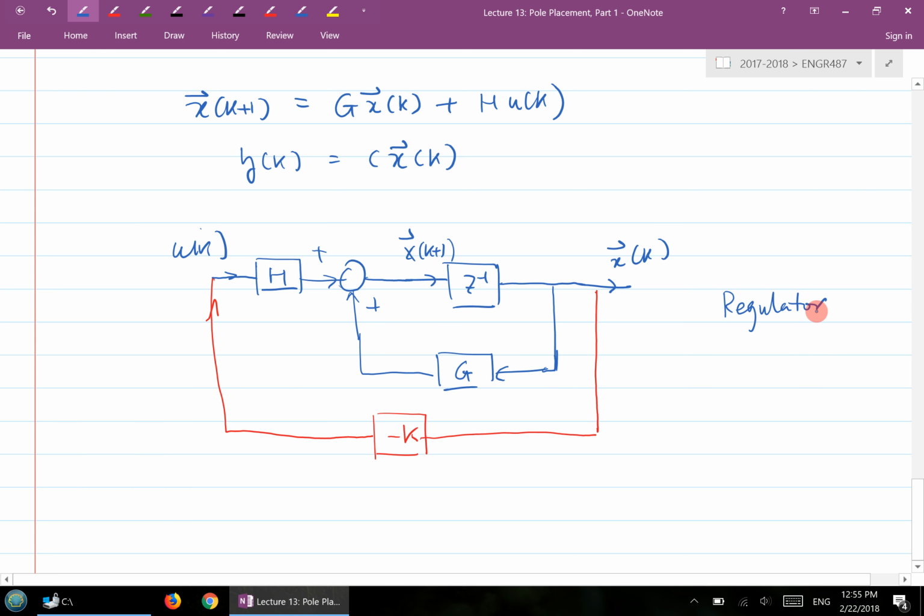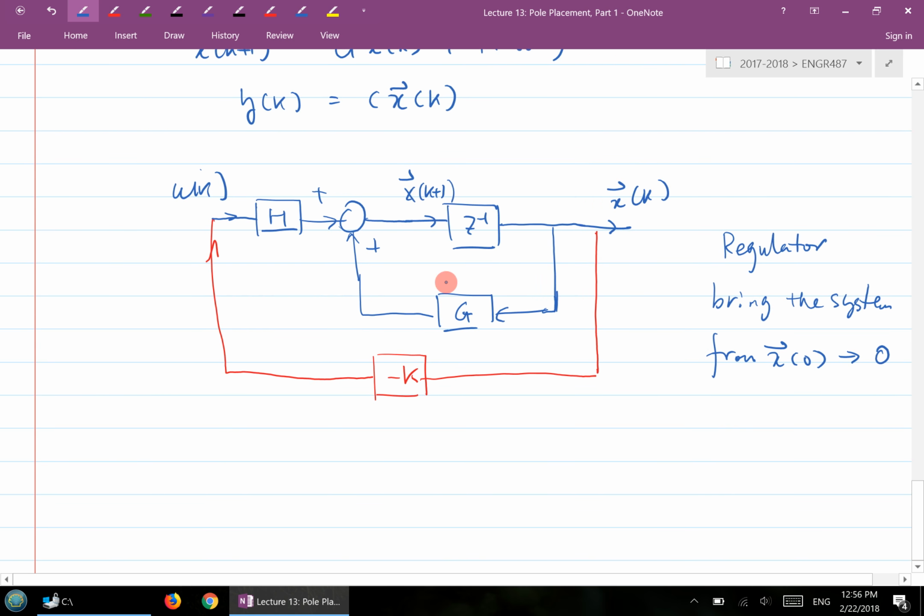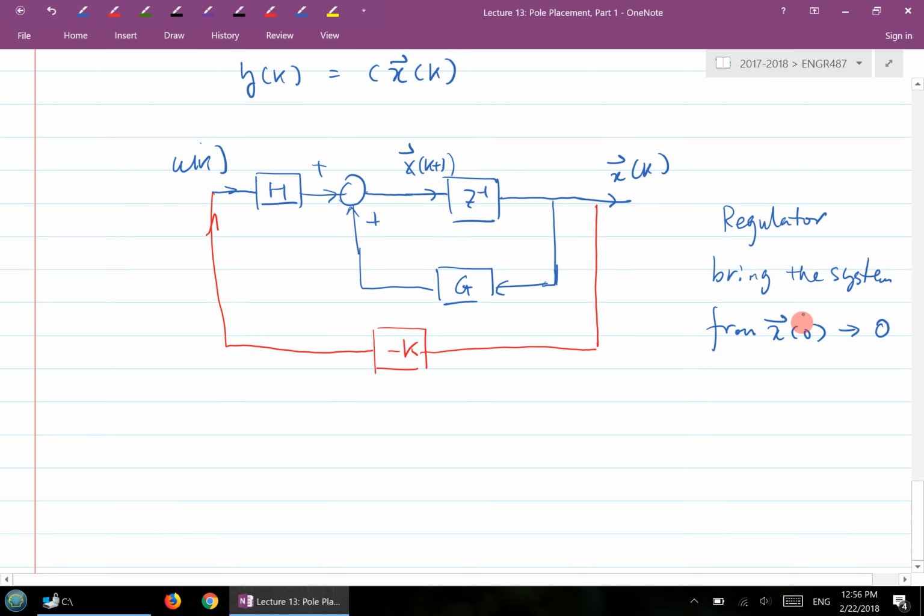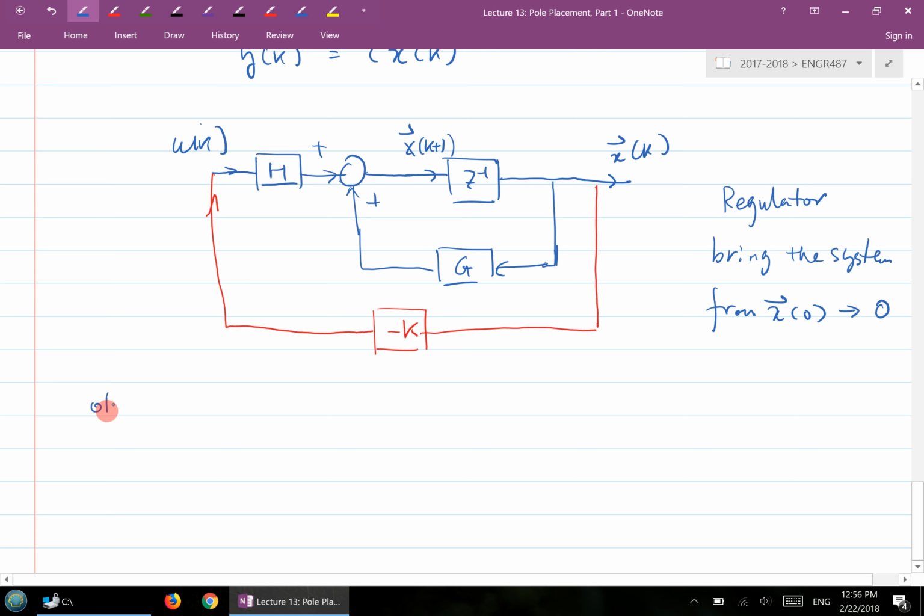Essentially, a regulator brings the system from x of 0 to 0. So your final, desired state is 0. The question here is, how fast do you want it brought back to 0? That's up to the design of this gain matrix K. Let's take a look at this structure and how it is related to the concept of pole placement. Of course, I'll also write down the objective.